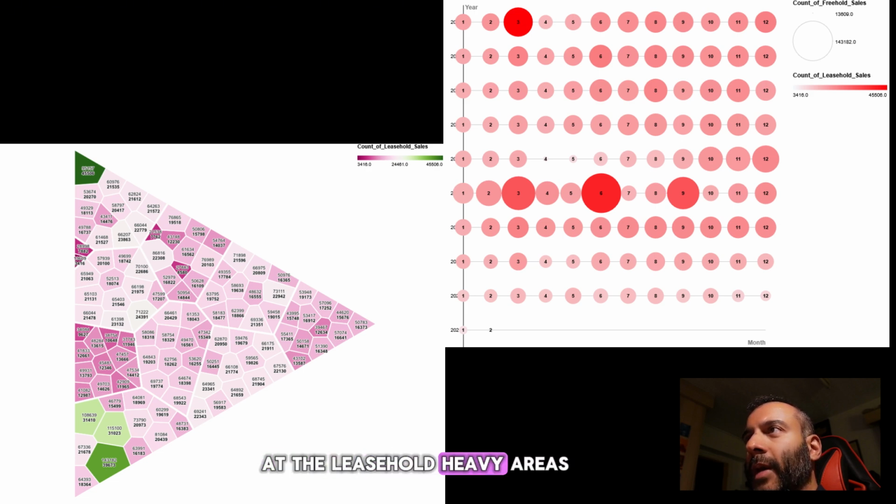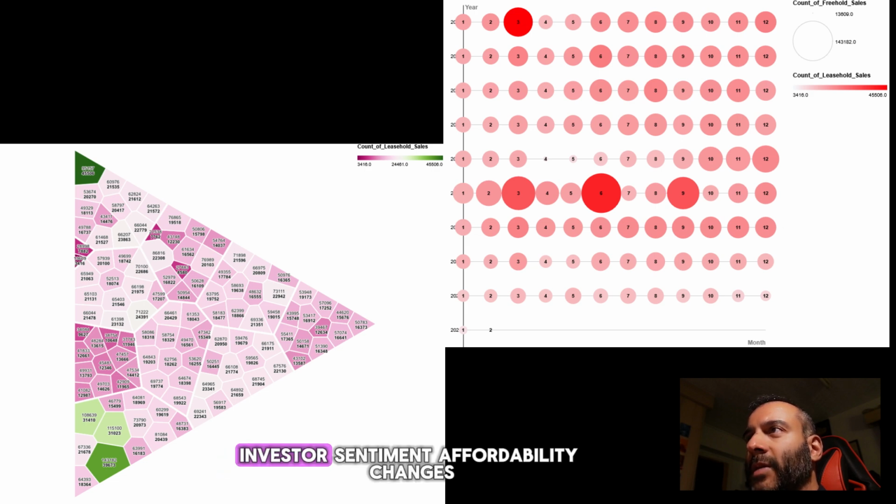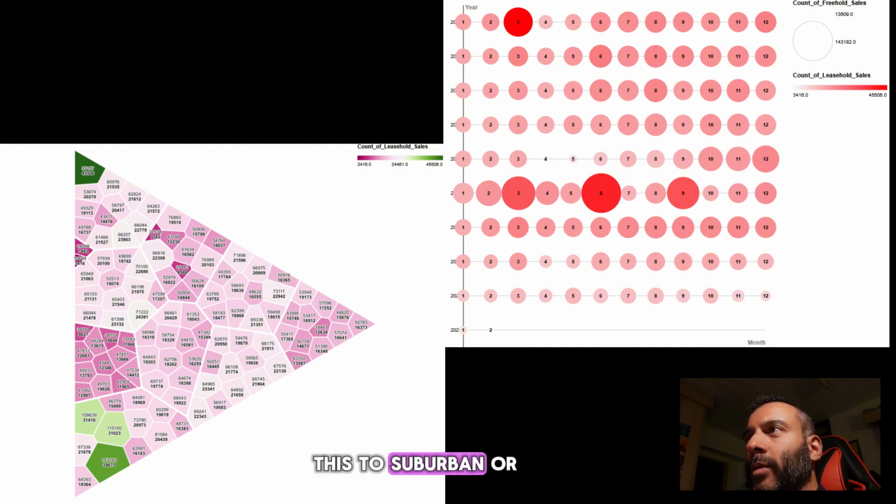So if you look at the leasehold heavy areas, they're not just different in structure, they also behave differently through time. For example, urban leasehold heavy markets may respond differently to interest rates, investor sentiment, affordability changes, and we can compare this to suburban or freehold dominated areas. Another insight is that not all volume is equal. Just because a month has high transaction volume, this doesn't mean it's evenly split across the property types. Some months might be house heavy, others might be more balanced. So if you're analysing the market using just total transactions or average price, you're missing the structure underneath.